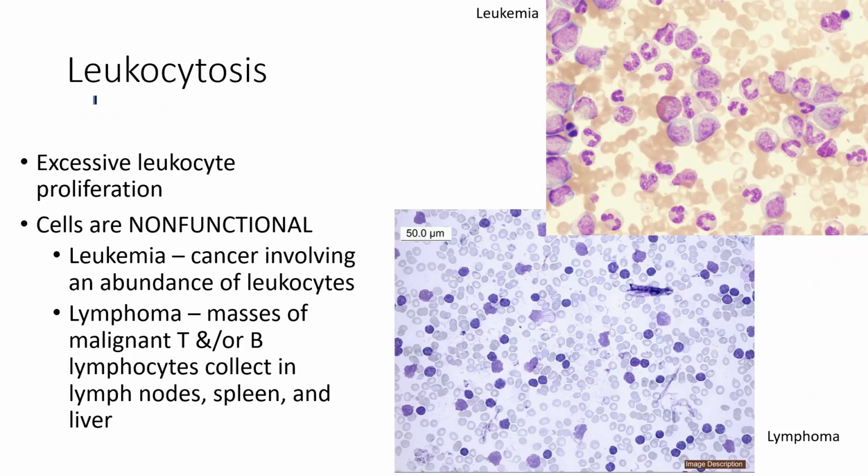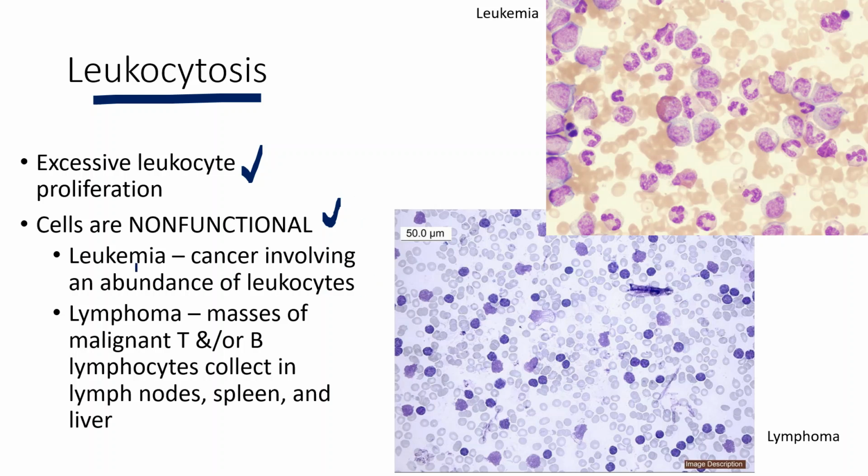Leukocytosis. Leukocytosis is too many white blood cells. And you can see in both of these smears here, there's a lot of white blood cells in that field. The problem is, and you would think, oh, well, that's a good thing. It's good for your immune system to have a bunch of white blood cells. You're going to fend off infection really well. Well, the problem is these white blood cells are non-functional, so they're just taking up space.